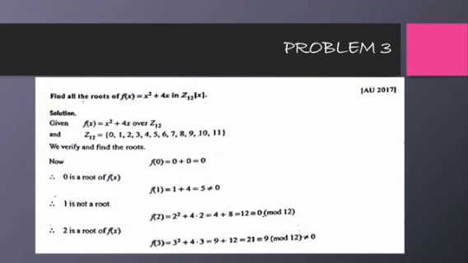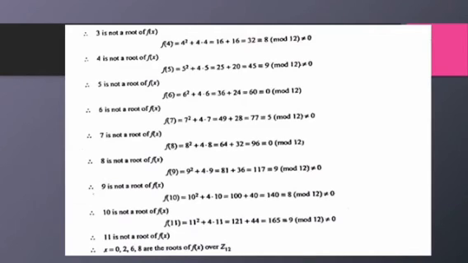Same way for 3. If I substitute 3, it is going to be 9 plus 12, so my answer is 21. If I divide 21 by 12, the remainder will be 9, which is not equal to 0. Therefore 3 is not a root. Clear? Likewise, you start substituting for 4. For 4, the answer is 45. For 12, the remainder is 9, not equal to 0. So 4 is not a root.